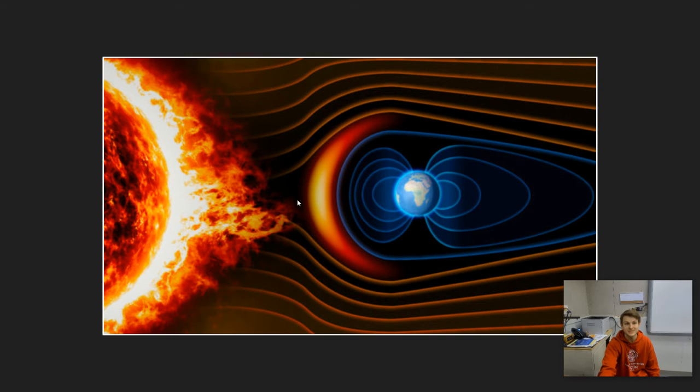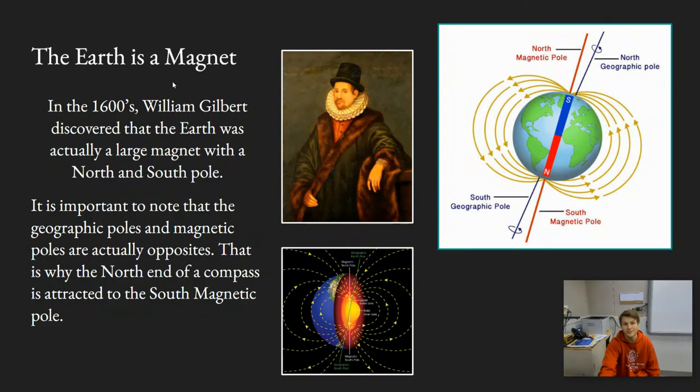I bet you didn't know this, but the Earth is actually a giant magnet. That's right. William Gilbert discovered that the Earth is actually a large magnet with a north and a south pole, but not the north and the south pole that you know of, the one with Santa Claus and the one with all the penguins, but actually the north and south magnetic poles. So we have the north and south geographic pole, but don't get that confused with the north and south magnetic pole, because it's actually opposites.